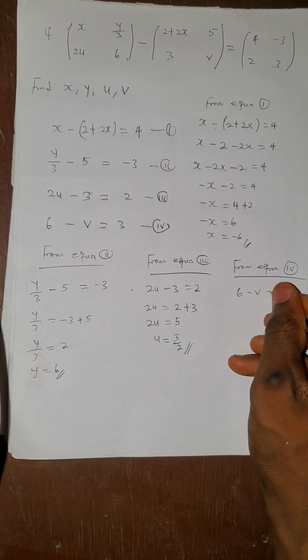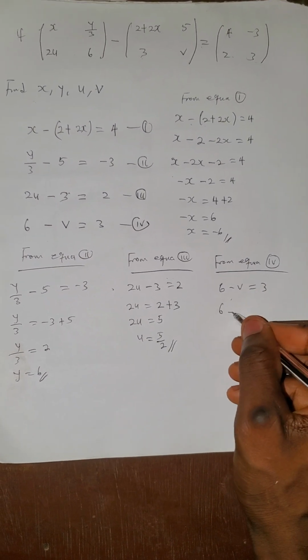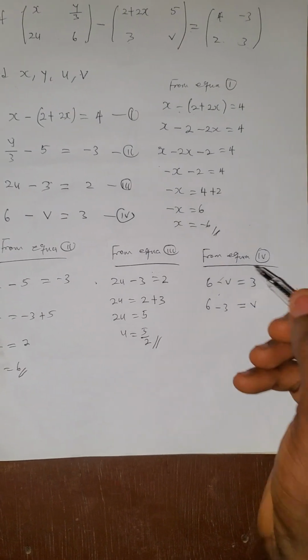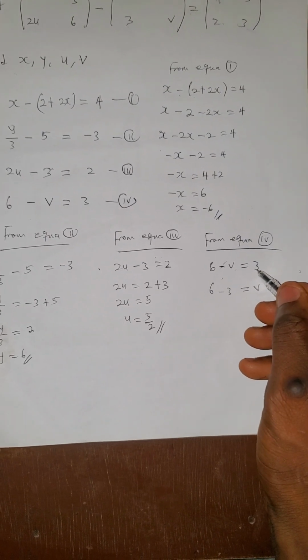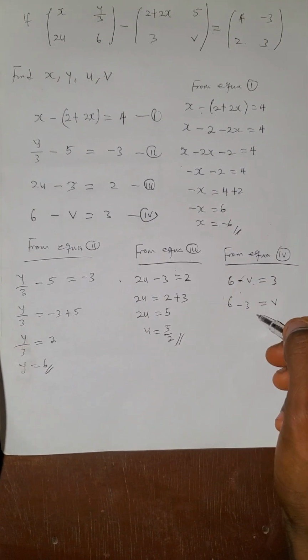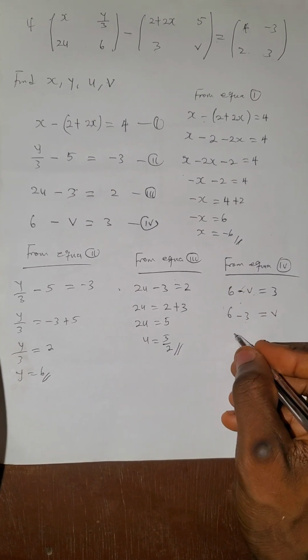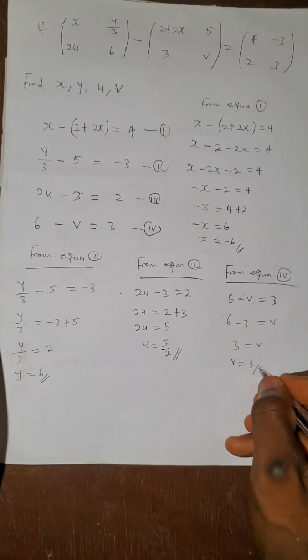Now lastly, from equation 4, we have 6 minus v to be 3. If you take 3 to this side, it becomes minus 3. Then take minus v to this side, it becomes v. Again, we have 6 minus v to be equals to 3. You know it's positive before. If you take it inside, it becomes minus 3. This minus v, if you take it outside, it becomes plus v. So 6 minus 3 is 3. So it's equals to v. So that shows v is equals to 3.